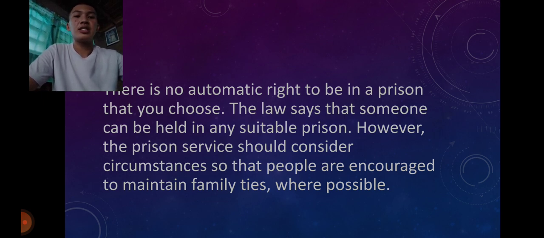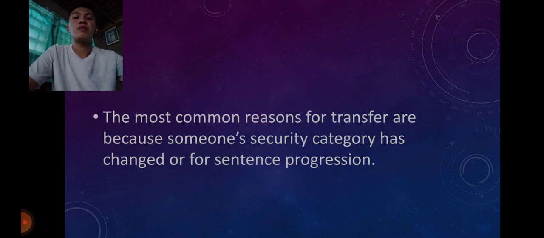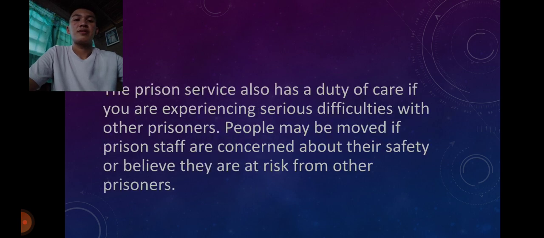The law says that someone can be held in any suitable prison. However, the prison services should consider circumstances so that people are encouraged to maintain family ties where possible. The most common reason for transfer are because someone's security categories has changed or for some sentence progression. The prison service also has a duty of care if you are experiencing serious difficulties with other prisoners. People may be moved if prison staff are concerned about their safety or believe they are at risk from other prisoners.